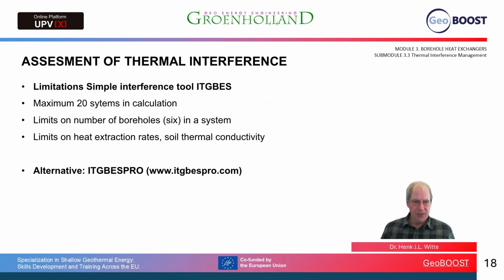Now, there are some limitations to this tool, as I already mentioned, and there are a number of alternatives. One of them is ITGBS Pro, which is the Pro version of the system that does use the direct finite line source solution and therefore does not introduce any additional error due to the fact that correlations are used.